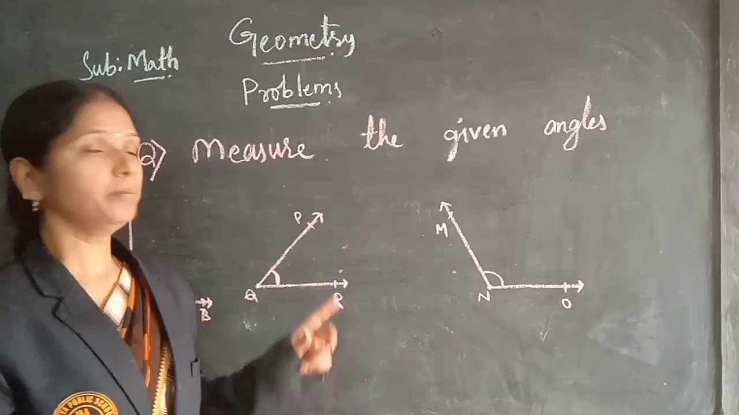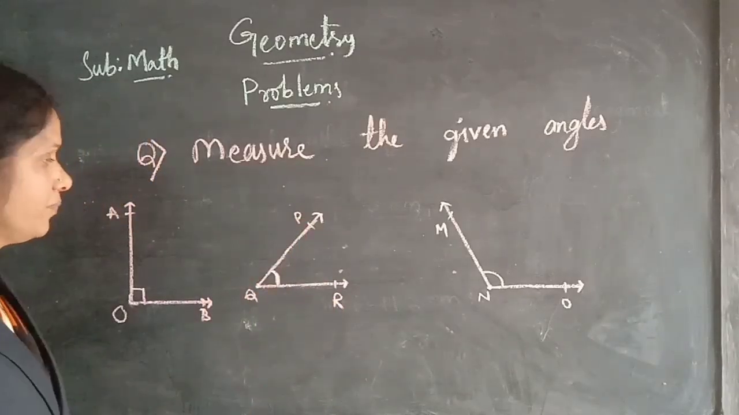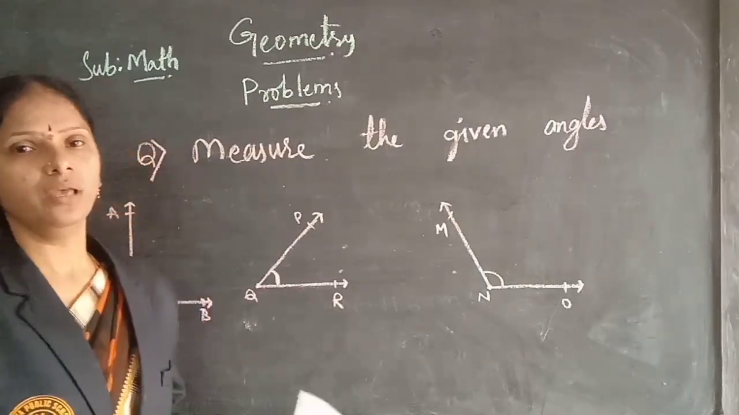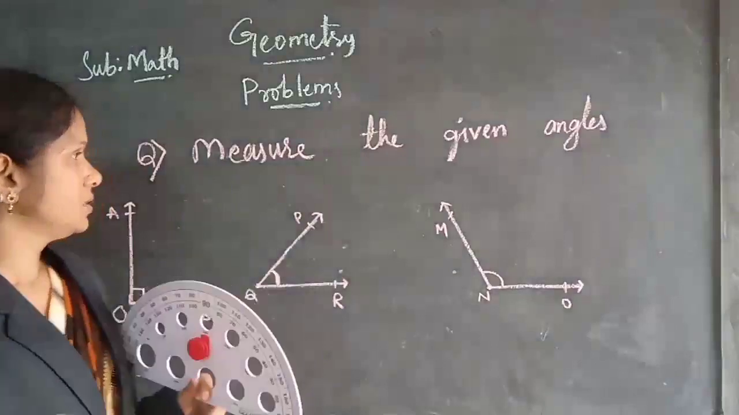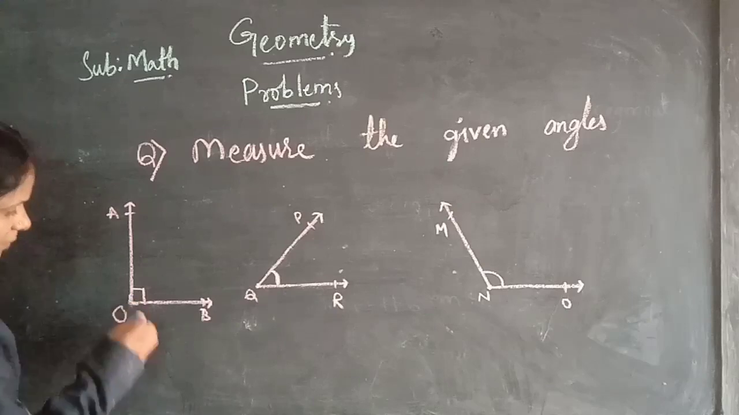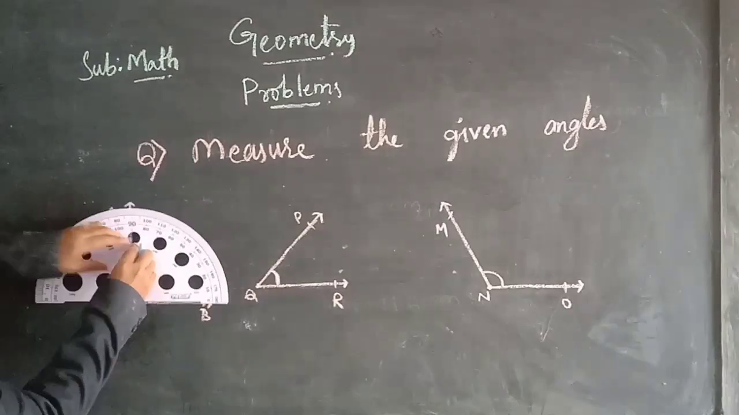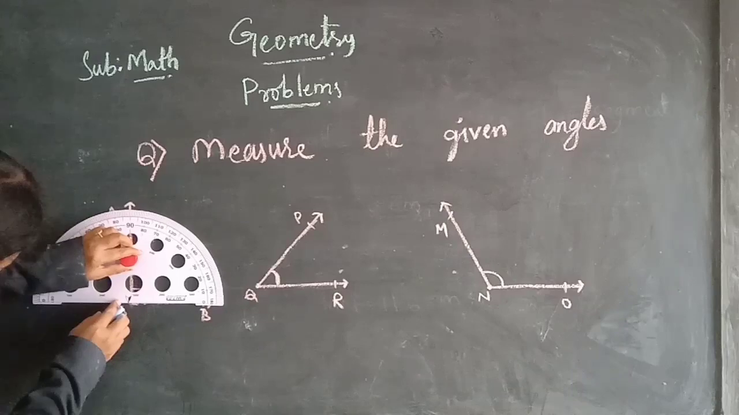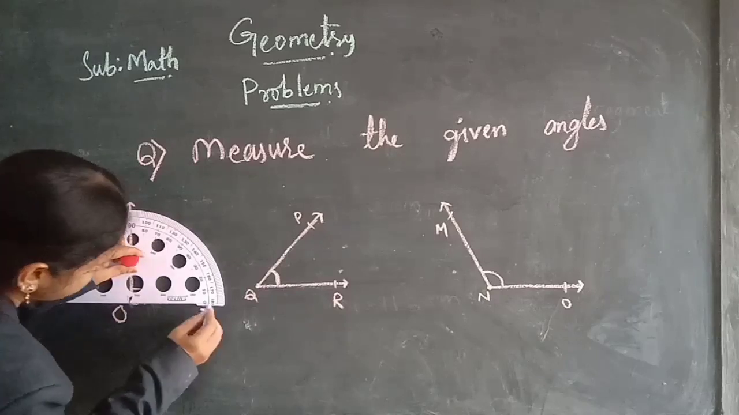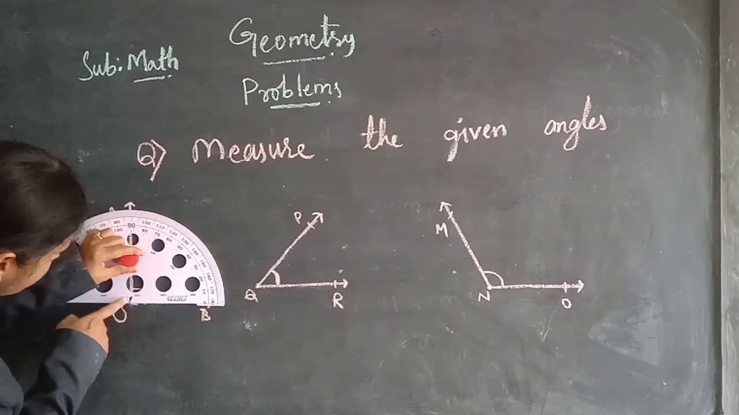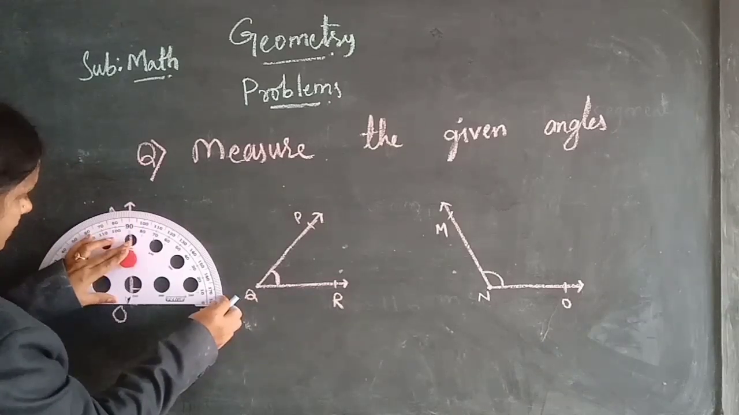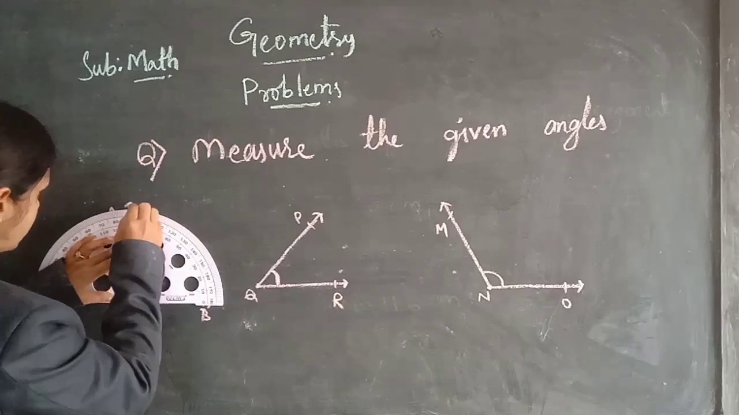Yes children, now we are measuring the angles of the given figures. See here, I already told you that to measure or to construct we use a protractor. First, I already said this is the initial ray and this is the midpoint. Now here I am fixing the middle point, the midpoint, and this is 0 degrees. And now you see, children, the terminal ray is at 90 degrees.